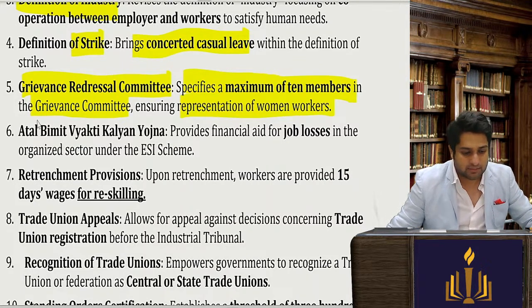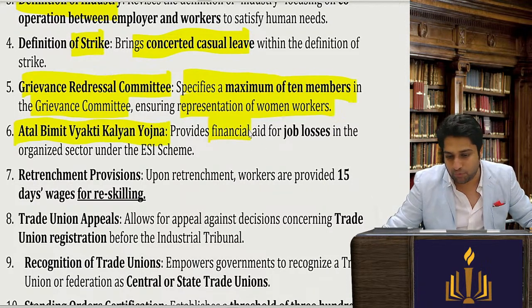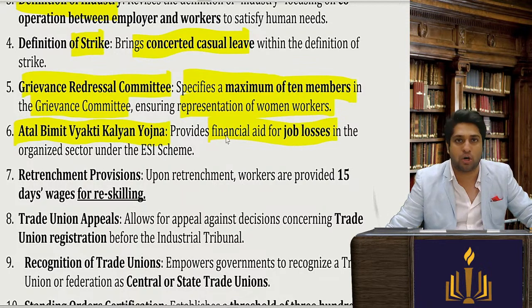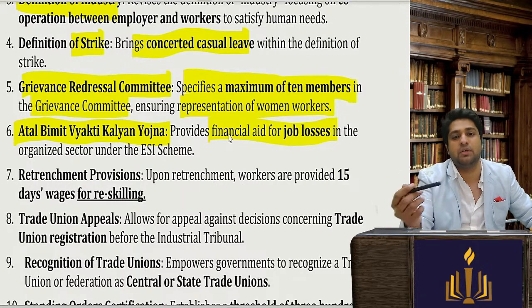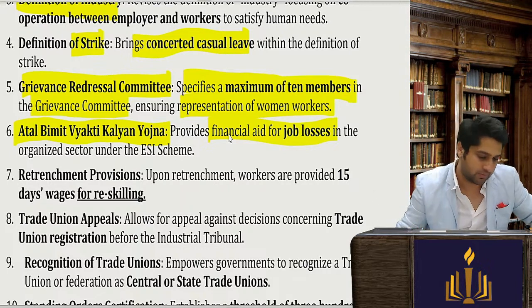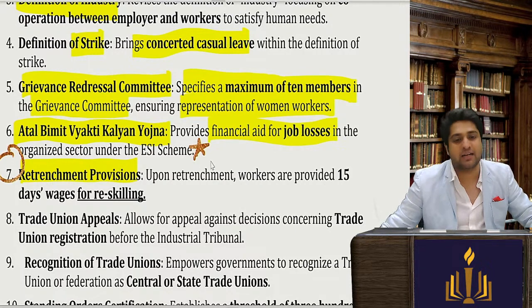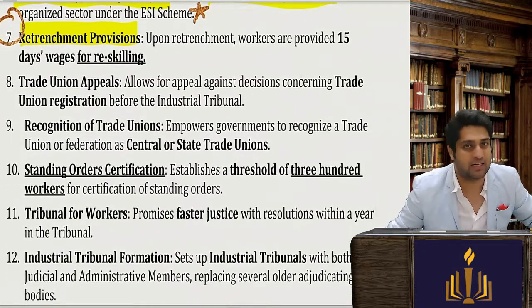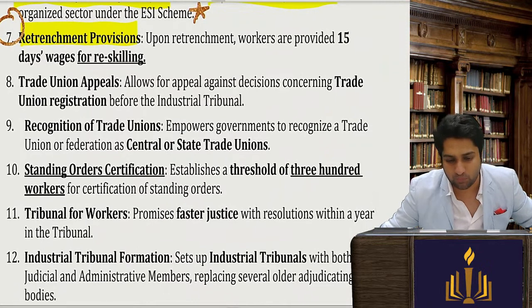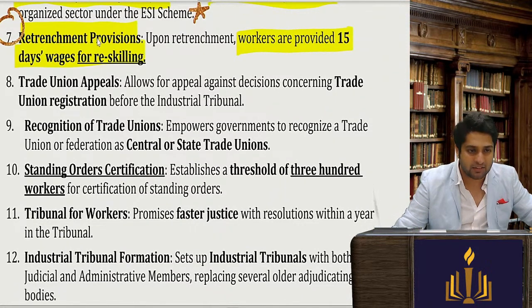Then the Atal Yojana is there, which will provide financial aid for job losses. As I told you, under social security, if there is a job loss, some financial aid has to be given to these people. Retrenchment provision, very important. This was never there, and it's a beautiful concept that upon retrenchment, when we remove a person, the worker should be provided 15 days of wages for reskilling.